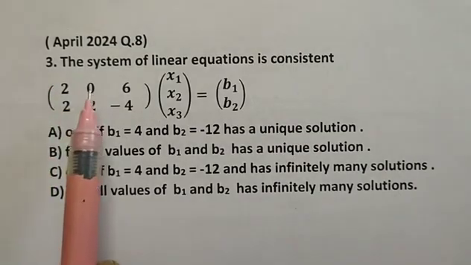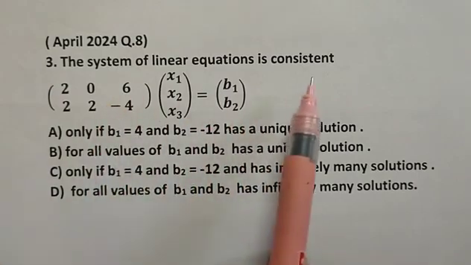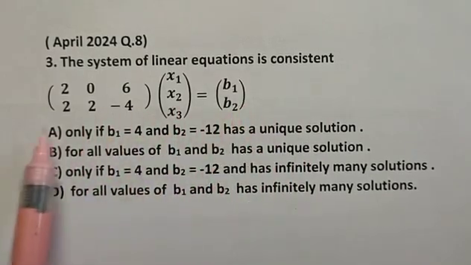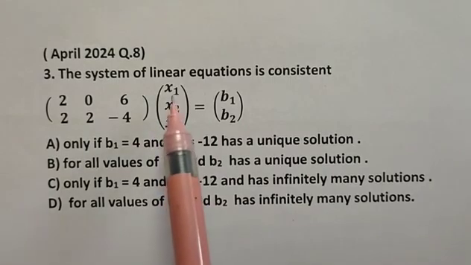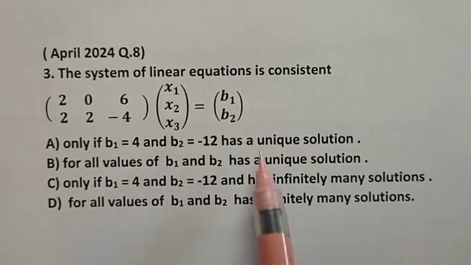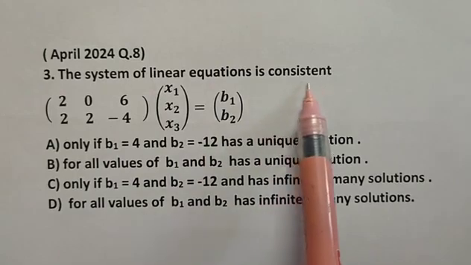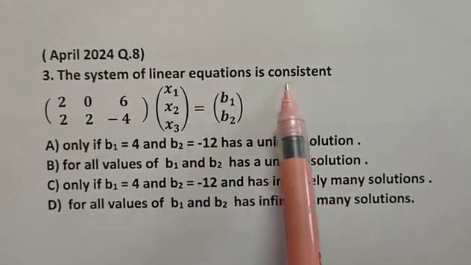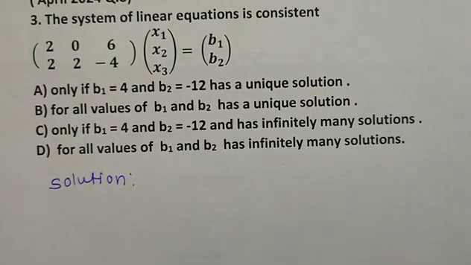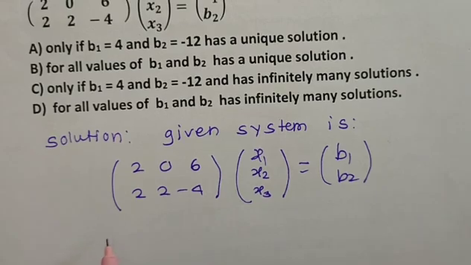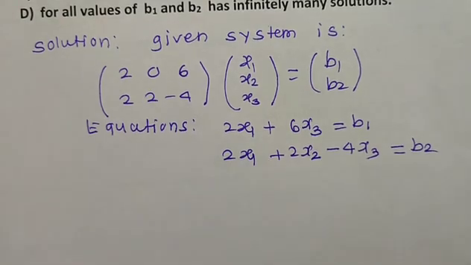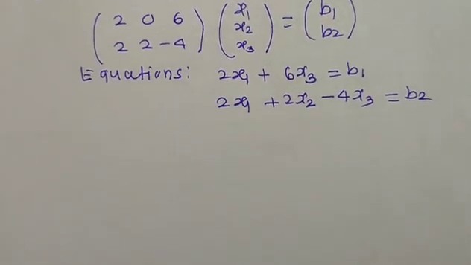Question 3. This is the question. The system of equations is consistent, given, and this is the system of equations. Okay. So please note, here there are three variables, x1, x2, x3. Okay. And we are given that the system of equations is consistent. Solution. The given system is equations with B1, B2. This is the system of equations.